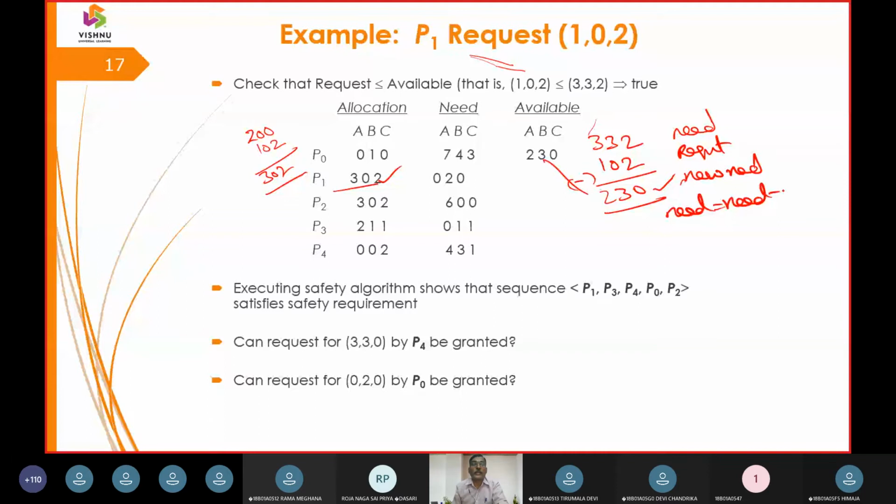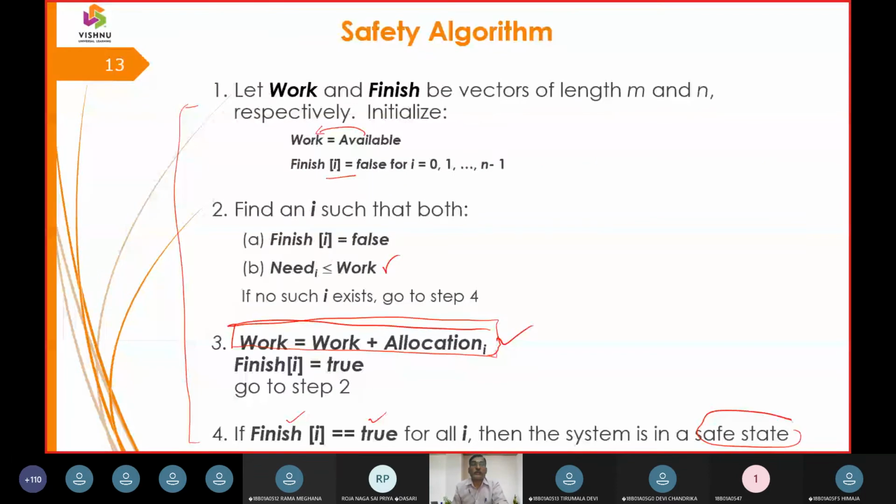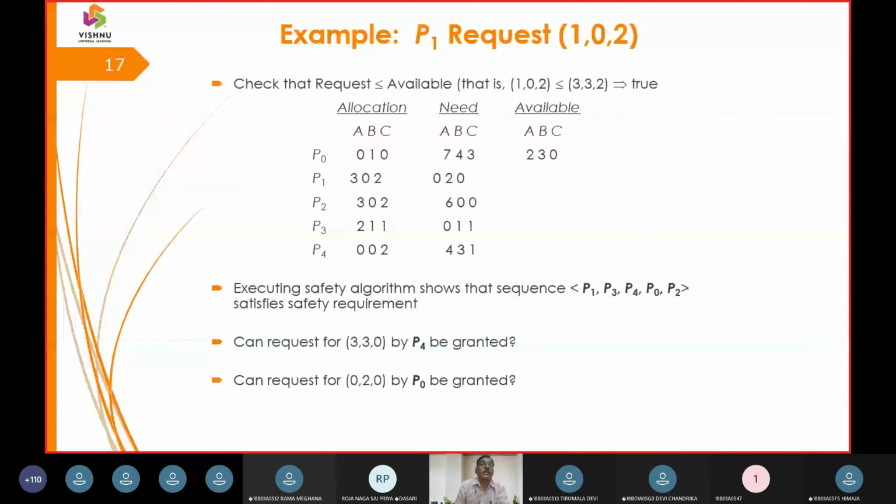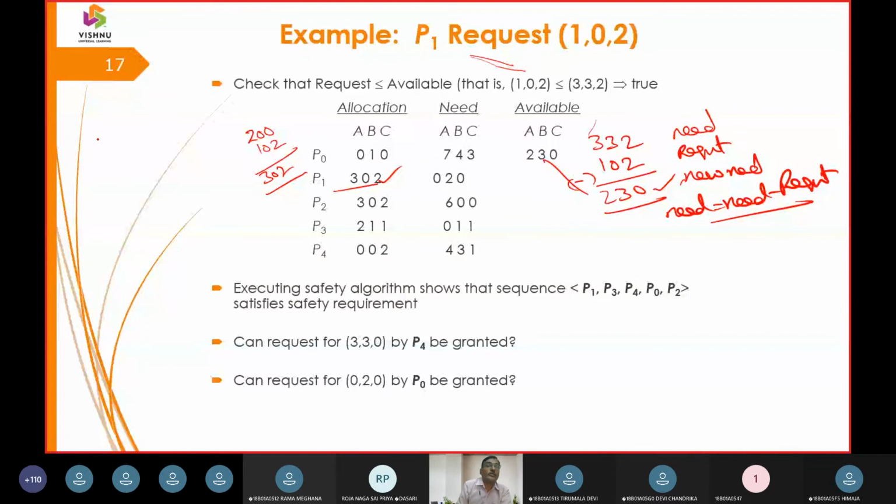Next, allocation is equal to allocation plus request. So how did we get this? What is the allocation value earlier? 200. What is the request value? The request value was 102. So now what is the allocation value? 302. So we are going to get this 302 here. So we have taken up the first step, allocation is equal to allocation plus request.